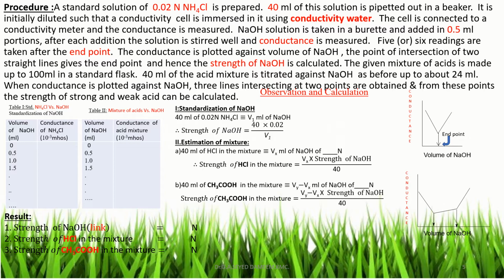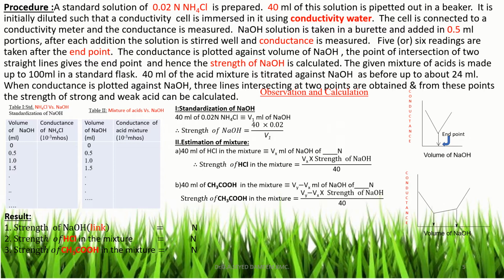Using Vx, the volume of sodium hydroxide required to neutralize HCl, and from the strength of sodium hydroxide and the volume of the mixture, that is 40 ml, we can calculate the strength of HCl in the mixture. Similarly, Vy minus Vx corresponds to the volume of sodium hydroxide required to neutralize acetic acid in the mixture. By knowing the volume Vy minus Vx, the strength of sodium hydroxide and the volume of the acid mixture, 40 ml, we can simply calculate the strength of acetic acid in the mixture.